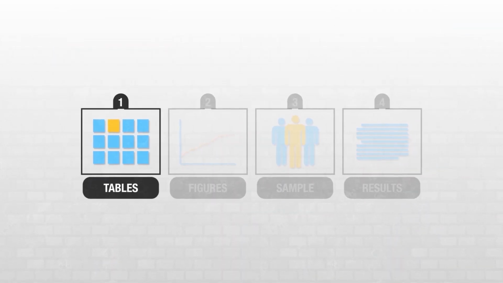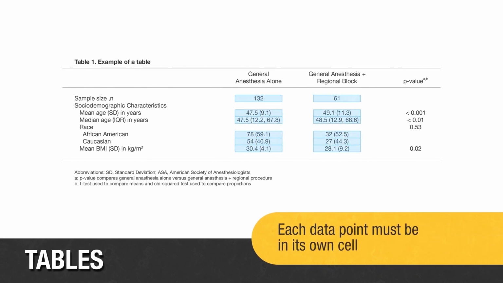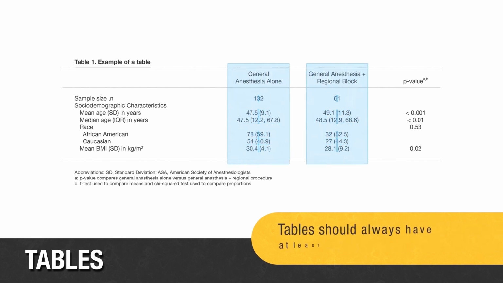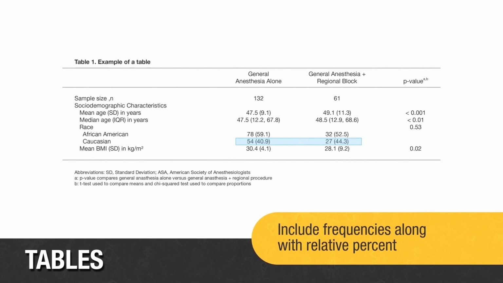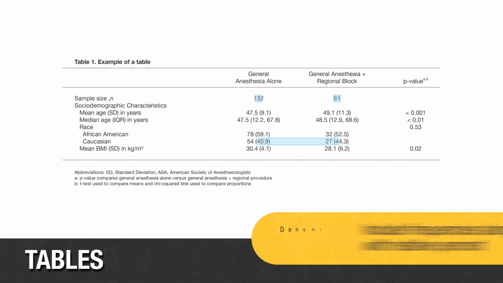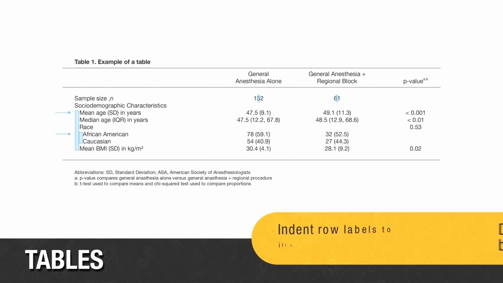When creating tables, please use word processing software. Each measurement and its corresponding measure of spread must be in its own cell. Tables should always have at least 2 columns. For categorical data, include frequencies along with relative percent. The denominator information should be available in the columns. Indent row labels to illustrate subcategories.